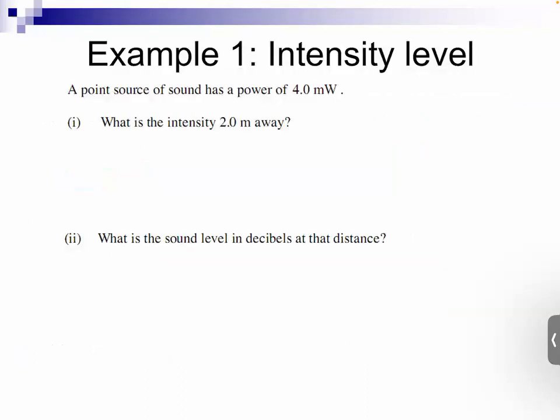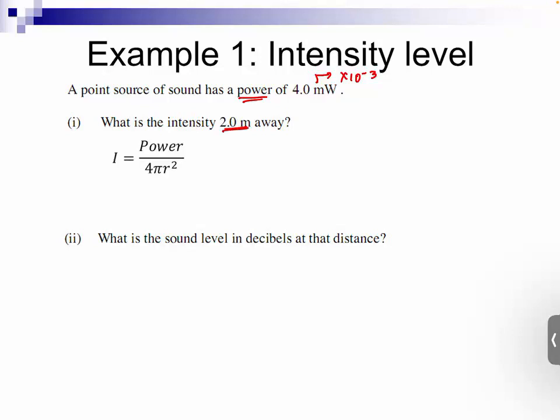Okay. Now let's look at an example to see how these two are related, intensity and intensity level. Here, a point source of sound has a power of 4 milliwatts, that's 4 times 10 to the minus 3 watts. We want to find the intensity 2 meters away. So we're given power, and we are given the distance r.